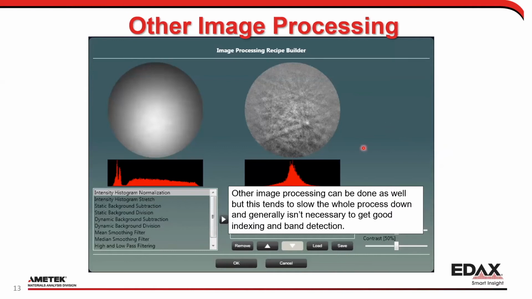In general, again, this does slow down the process because you're adding extra steps. So just be aware of that. In the end, what you really care about is can the Hough find the lines off the pattern that you're giving it. And if you're just making it look good for yourself, the Hough doesn't care.